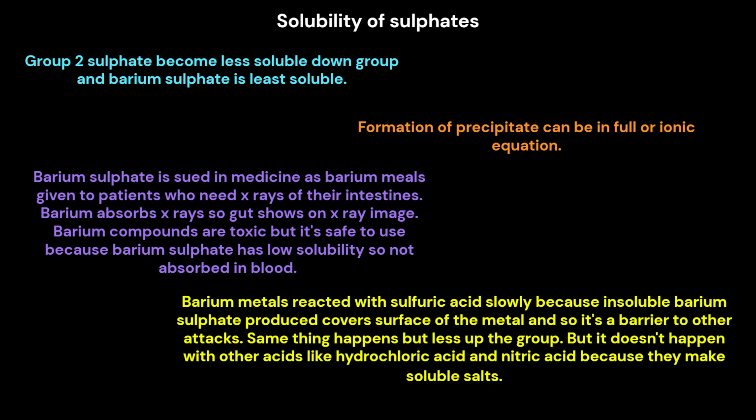Barium metal reacts slowly with sulfuric acid because the insoluble barium sulfate produced covers the surface of the metal, and so it's a barrier to further attack. The same thing happens but less so up the group, but it doesn't happen with other acids like hydrochloric acid and nitric acid because they make soluble salts.